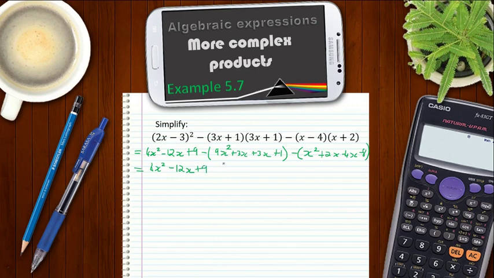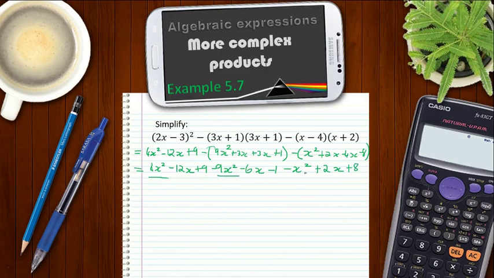I'm going to actually do this in one step. I'm going to add these like terms and multiply my brackets out. So this minus goes in. This becomes minus 9x squared. This is 6x, but when I multiply in the minus, it becomes minus 6x minus 1. And then minus x squared. This becomes minus 2. So 2 minus 4 is minus 2. When I multiply it with a minus, it becomes plus 2x plus 8.